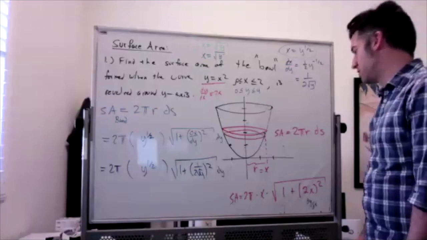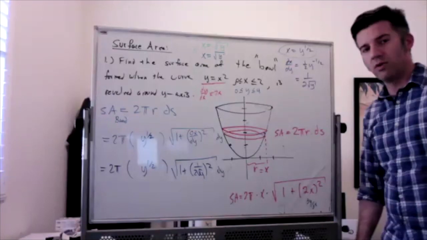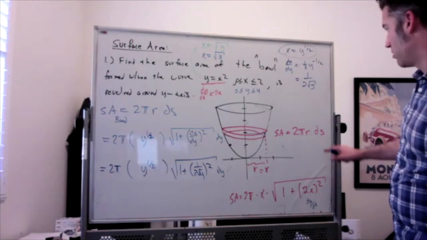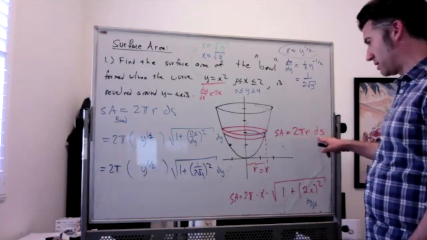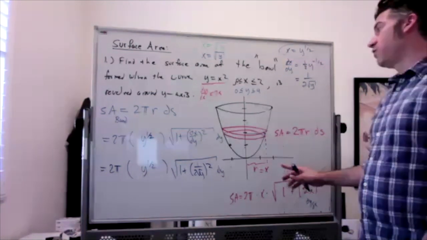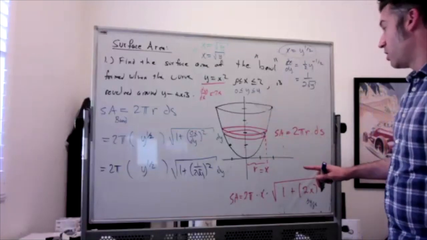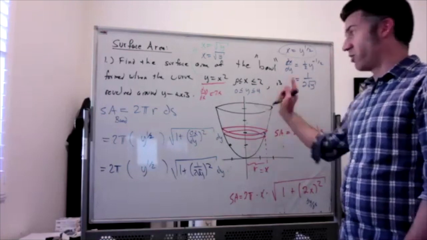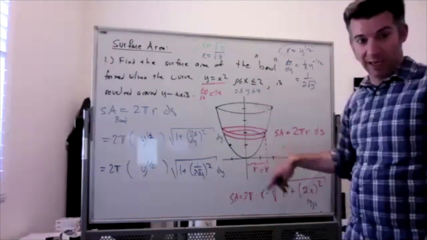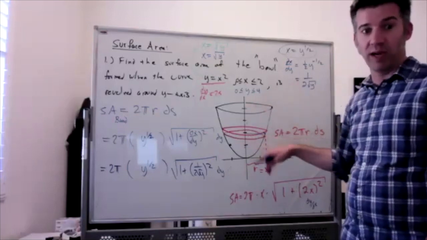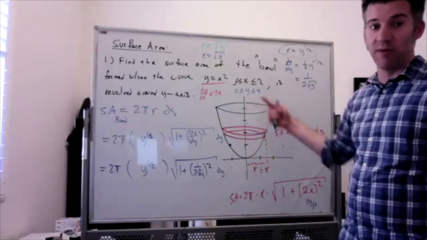So here's the deal. When you're doing these surface area equations, you're always going to be 2 pi r ds. And so let me just talk in terms of this particular problem. If you're doing it in terms of x and you're going around the y-axis, your radius is just x. If you're doing it in terms of y and you're going around the y-axis, your radius is x equal to the function of y.